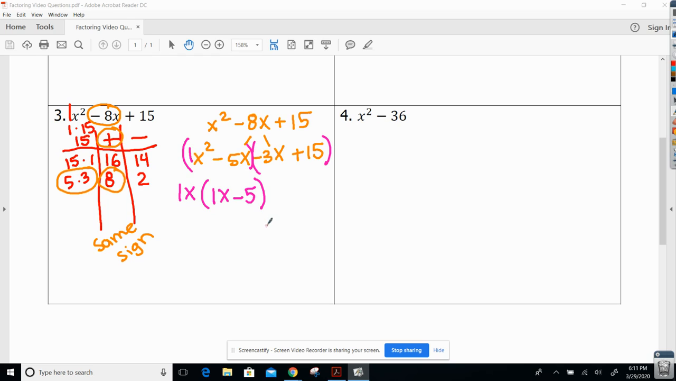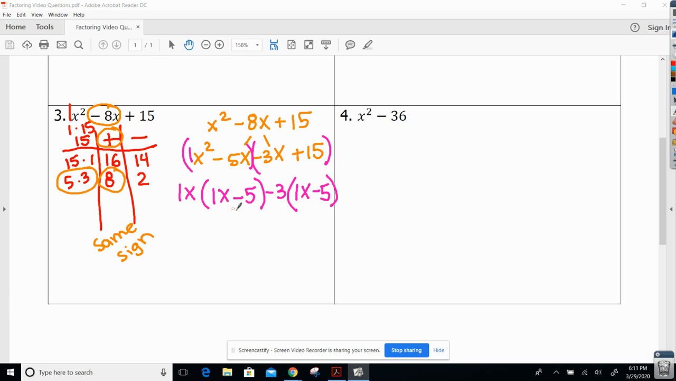Then we're going to do the same thing for the other group. If you look, what goes into negative 3x and 15? Well, that'd be negative 3. Can't take out an x, so it's just negative 3. Then I divide. Negative 3 divided by negative 3, that gives me 1. I'm going to bring down my x. 15 divided by negative 3 is a negative 5.